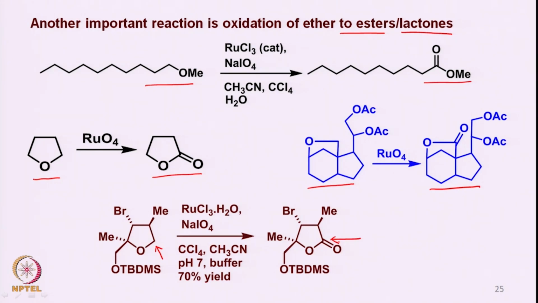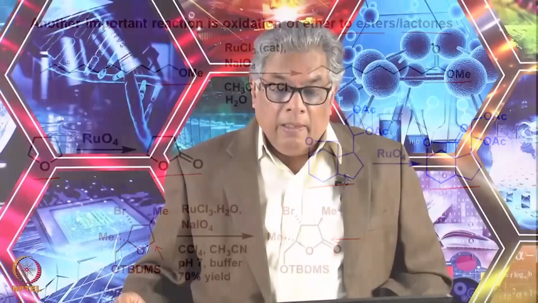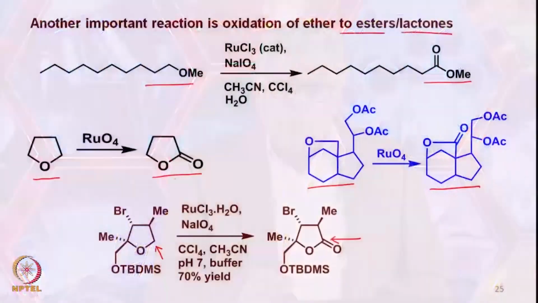Now, why should this happen? This happens mainly because, as we have discussed earlier, ruthenium tetroxide is a very powerful oxidant, and we cannot use solvents such as ether or pyridine or benzene, because they can also react. This is precisely the reason why ethers can form the corresponding ester, or the cyclic ethers can form the corresponding lactone.